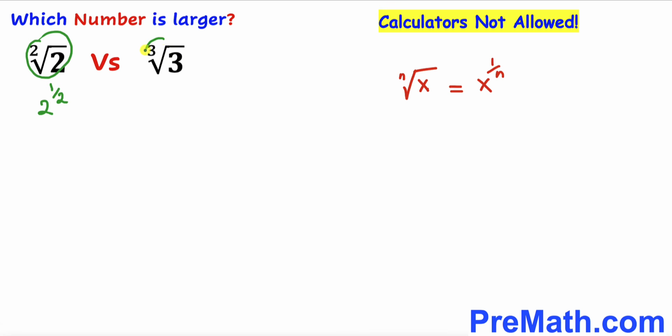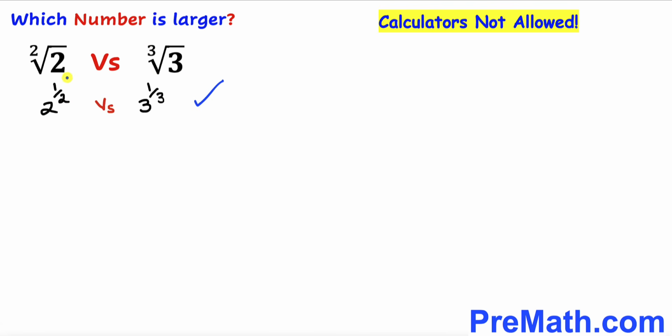Now let's focus on this other number. This is the cube root of 3, and here our index is 3. According to this rule, we can write the cube root of 3 as 3 power 1 divided by 3. As you can see in this next step, we end up with 2 power 1 divided by 2 versus 3 power 1 divided by 3. And please bear in mind, the square root of 2 with the index 2 is the same as simply writing the square root of 2.